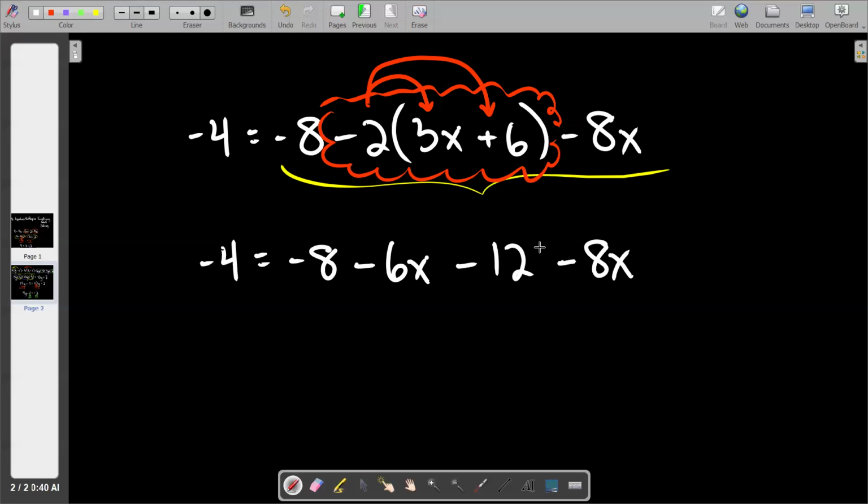We ready to go on? Ready to solve the equation? No. Nope. I don't know. There's terms on the right that need to go together.